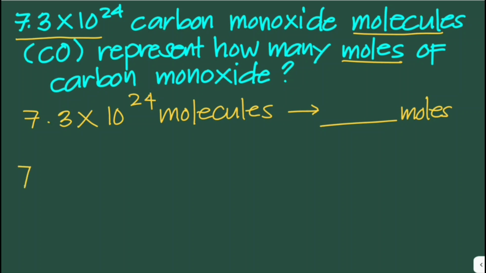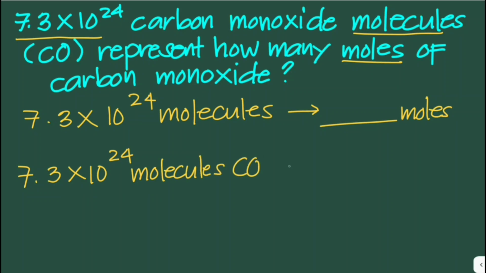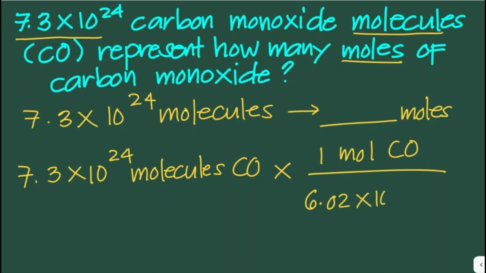So this would be 7.3 times 10 to the 24th molecules of carbon monoxide times 1 mole of carbon monoxide, which is equivalent to 6.02 times 10 to the 23rd molecules of carbon monoxide.